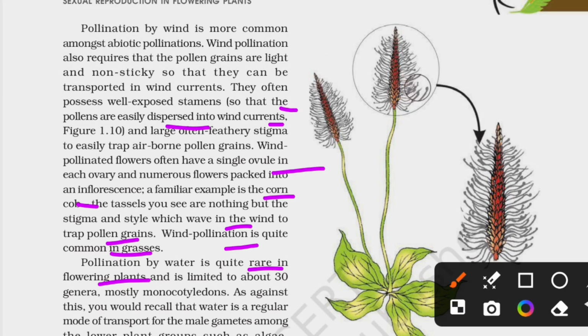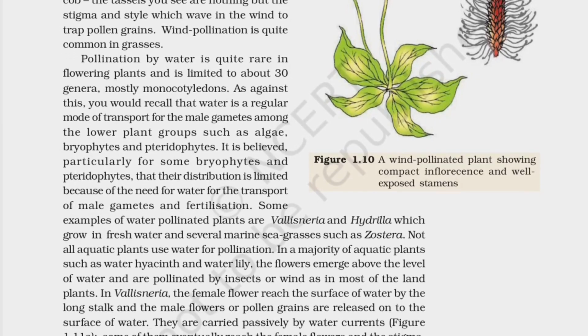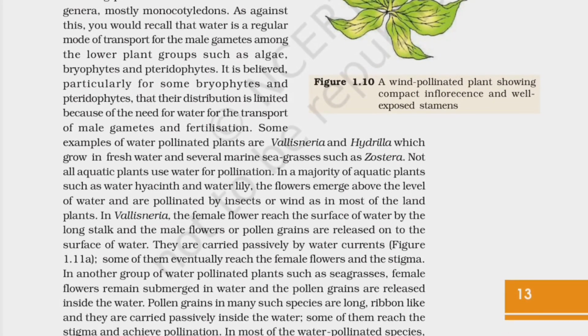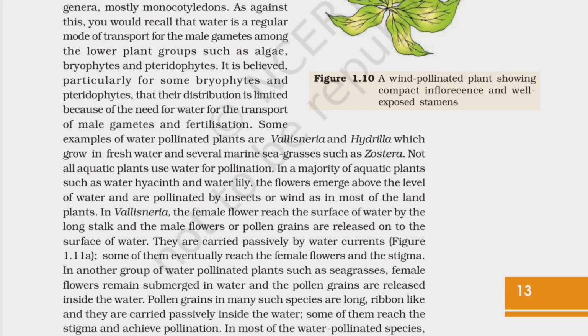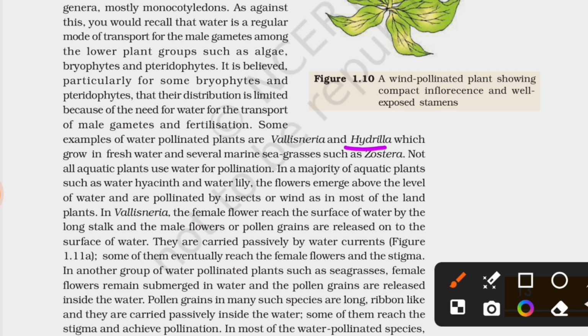As against this, you would recall that water is the regular mode of transport for the male gamete among the lower plant groups such as algae, bryophytes and pteridophytes. It is believed, particularly for some bryophytes and pteridophytes, that their distribution is limited because of the need of water for the transport of male gamete for fertilization. Some examples of water pollinated plants are Vallisneria and Hydrilla, which grow in fresh water, and several marine seagrasses such as Zostera.